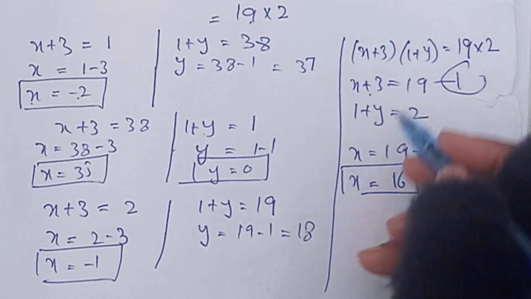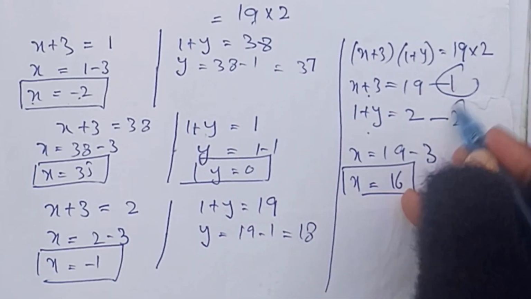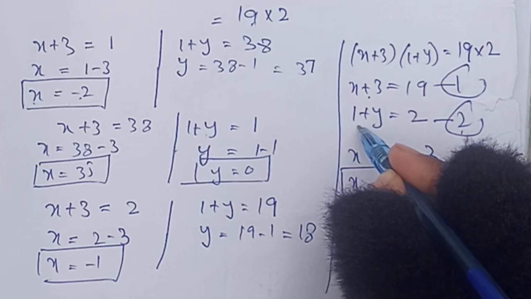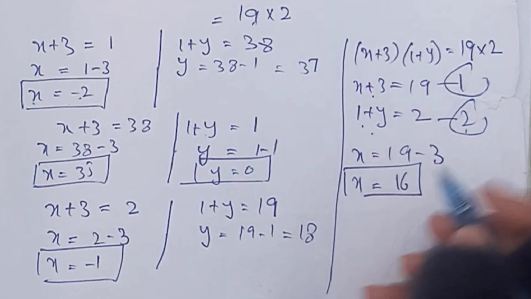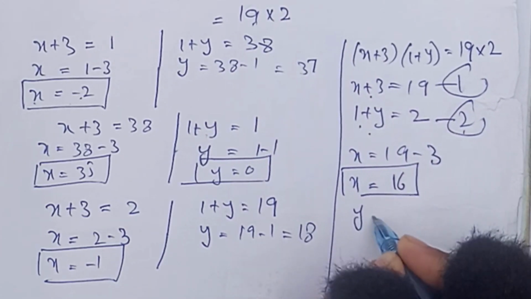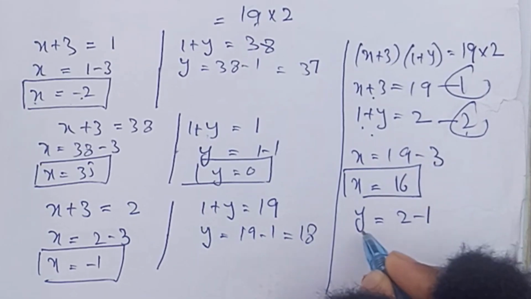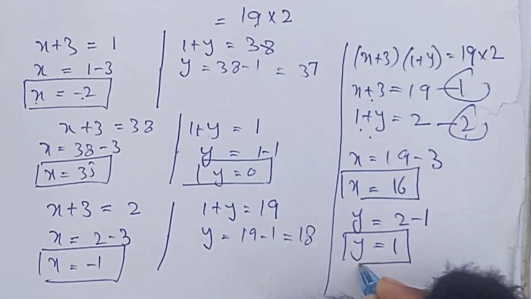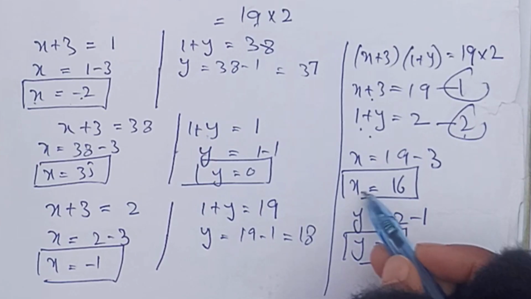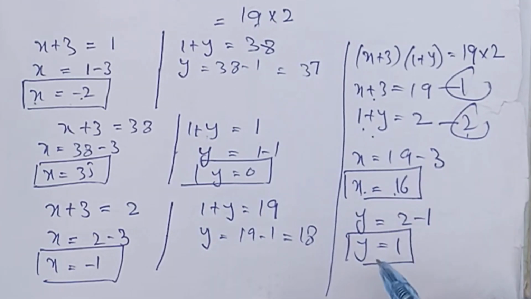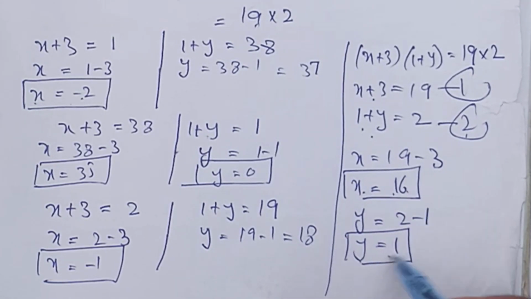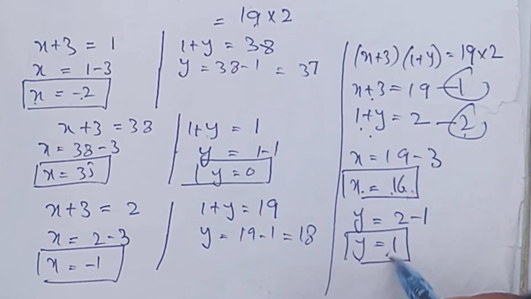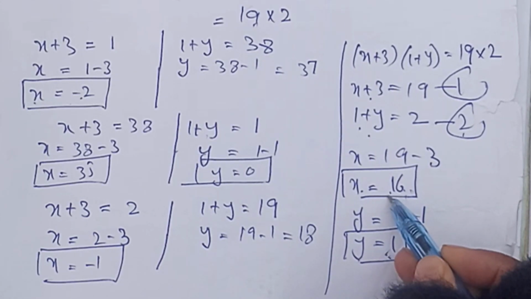Now find the value of y. We use equation number 2. For this, if we subtract a 1 on both sides, this will become y is equal to 2 minus 1, and 2 minus 1 is 1. So finally, in the last case, the value of x is 16 and the value of y is 1. Both are positive integers, so this is the value of x and y.